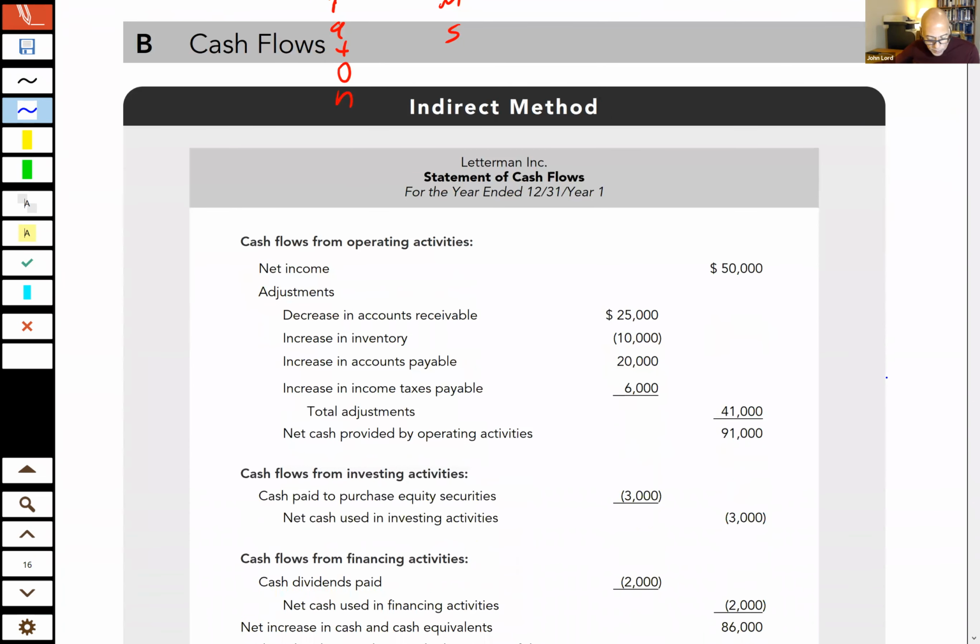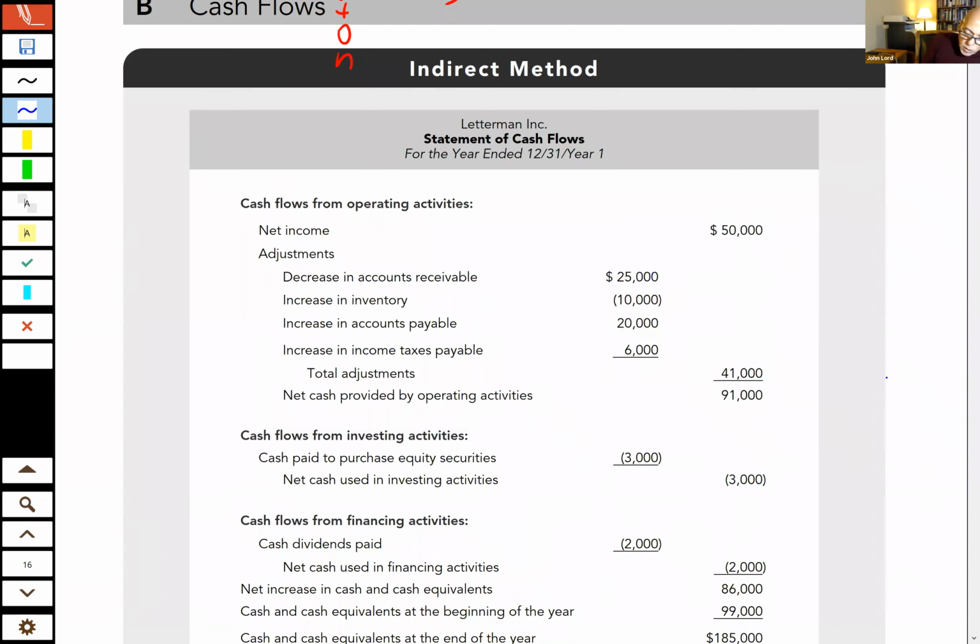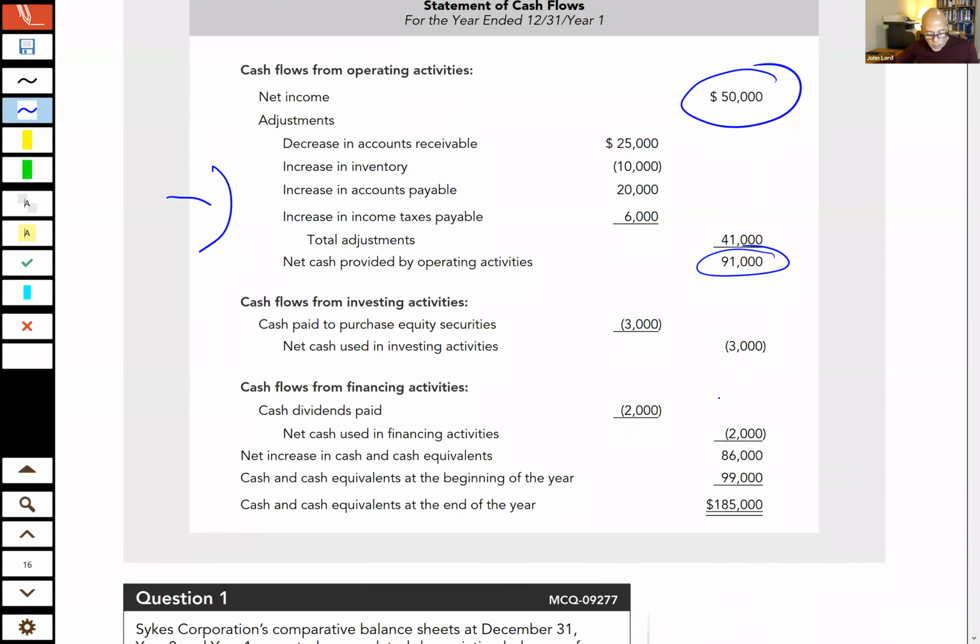With that, let's take a look at the next page, which gives us an example of what the indirect method looks like. Notice they start with net income, and then they follow our CLAD rules there to come up with the net cash provided by operating activities, investing, and financing. And then you come down and they give us the net increase in cash and cash equivalents. You add whatever the beginning balance of the cash is, and that should tie to the ending balance of cash reported on the balance sheet.